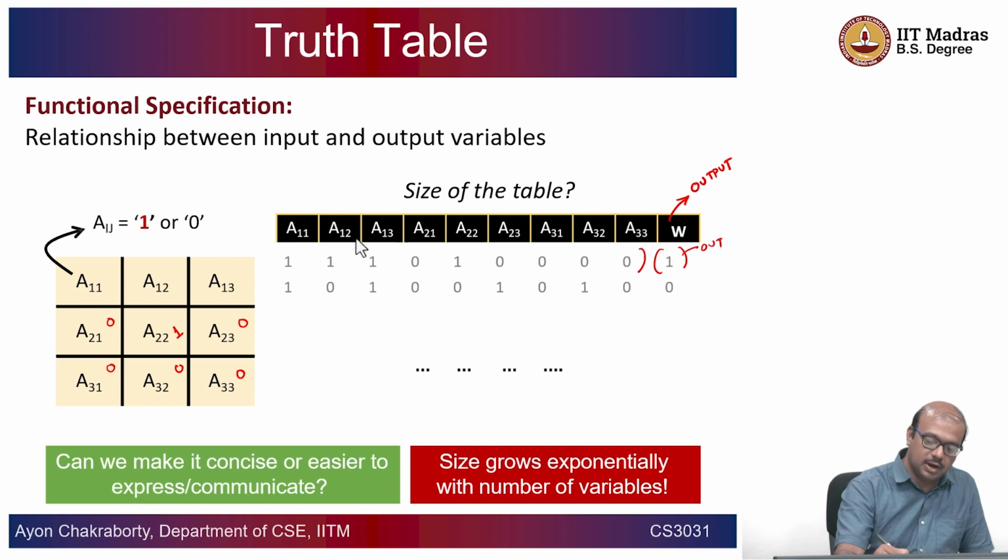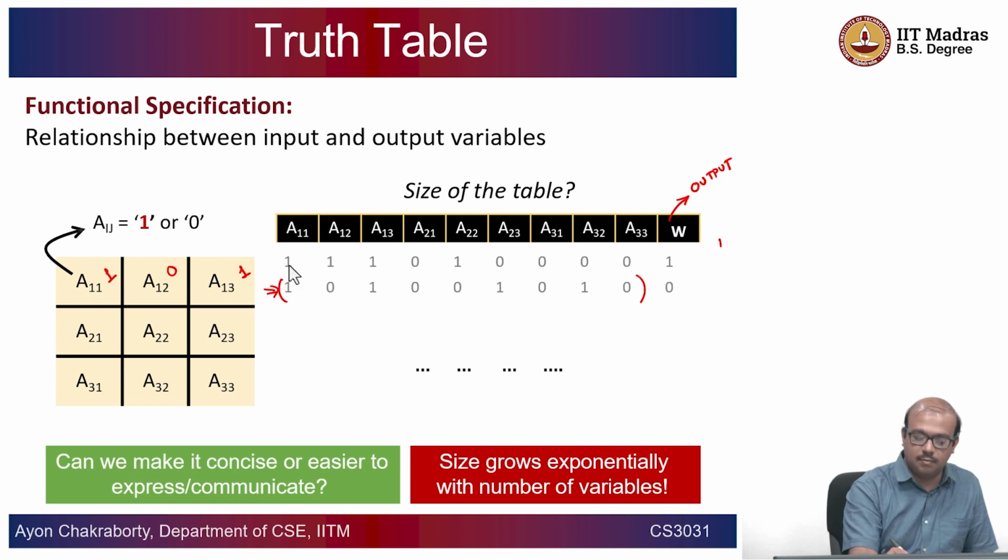Okay, and look at the next row. Let's say here, in case of this particular row, let us try to see what this input is. A11 is 1, then we have 0, then we have 1, then we have 0, 0, 1, so 0, 0, 1, then we have 0, 1, 0, so 0, 1, 0.